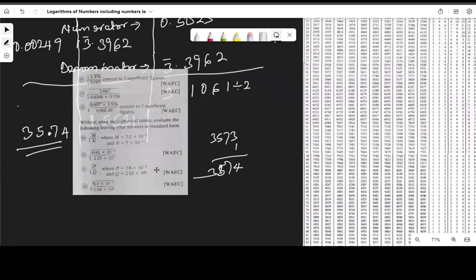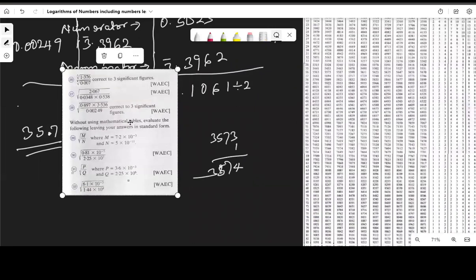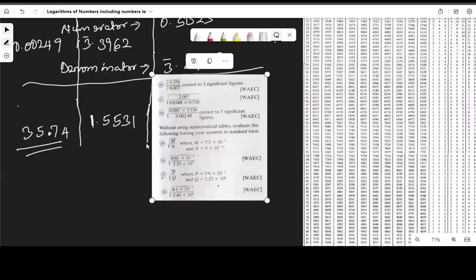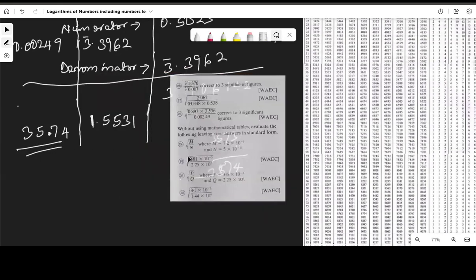Now I have more questions here. Okay, but the question said to correct to 3 significant figures. So if I have to put this to 3 significant figures, this will be 35.7 to 3 significant figures.